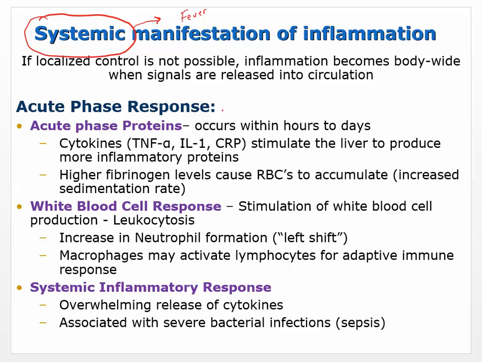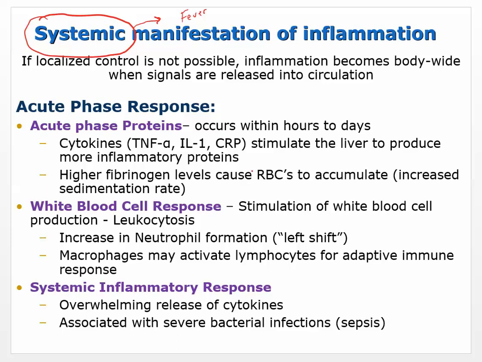So the acute phase response, acute proteins, that's early on, occurs within hours to days. Cytokines stimulate the liver to produce more inflammatory proteins. So now we're sending a signal back saying, yeah, nice try with what we already had, but we're not getting it done, so you need to make more.